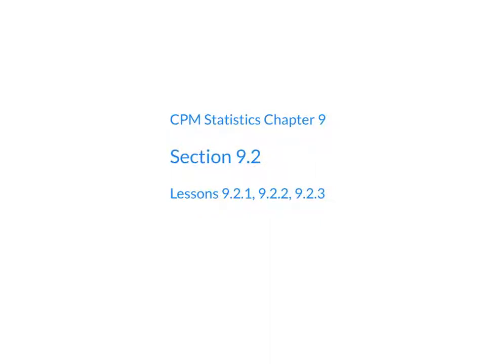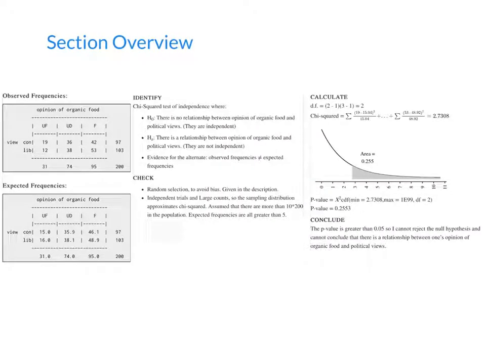This is a Section 9.2 Mathcast. It contains 3 lessons. In this lesson, students will perform chi-squared tests of independence and homogeneity.